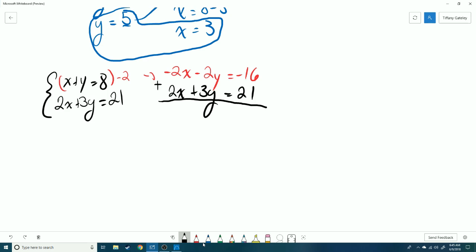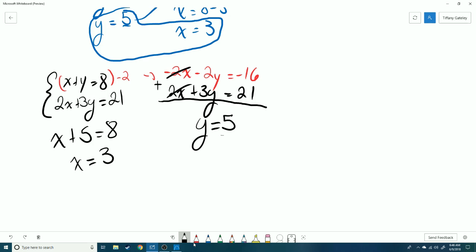So basically our x's add together, our y's add together, and our constants add together. If you notice, our x's cancel. So minus 2x plus 2x gives you no x's. And then we have negative 2y plus 3y is just y equals negative 16 plus 21 is 5. And then we plug the y back into our first equation. So x plus 5, that's our y, equals 8. So x equals 3. And that's the same thing we got up here, just this time we used elimination.